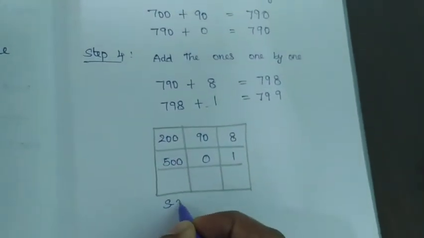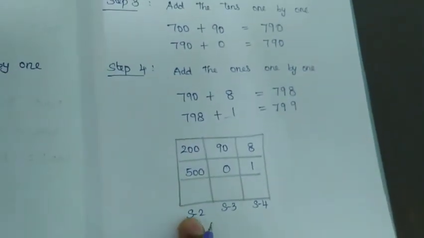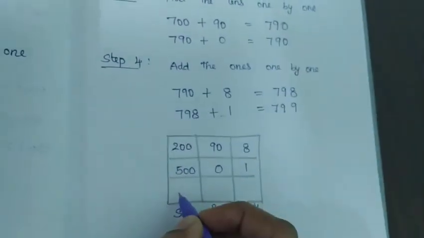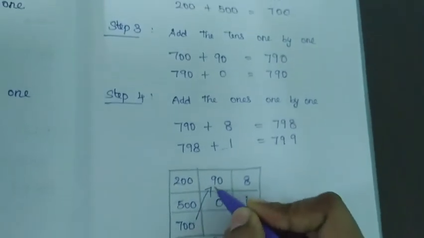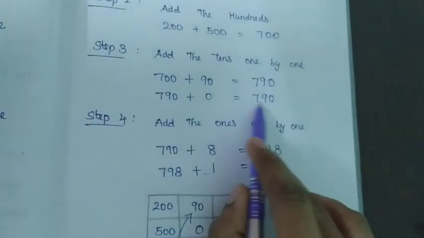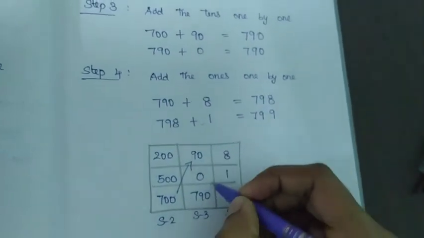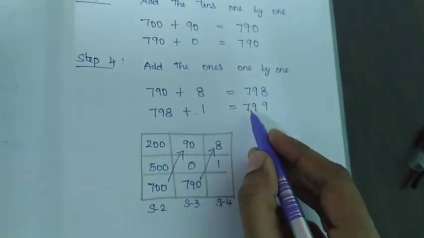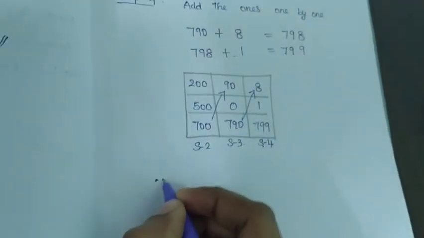Now we want to fill the step 2, step 3, step 4. Okay, ma. Now what is the final answer of step 2? Step 2 final answer what? 700. So put 700 and put the arrow mark to 700 plus 90. Okay, wow. Now we want to write the step 3 final answer. Step 3 final answer what? 790. So 790 and we want to add these numbers. Now step 4 final answer what? 799. That's all, over.